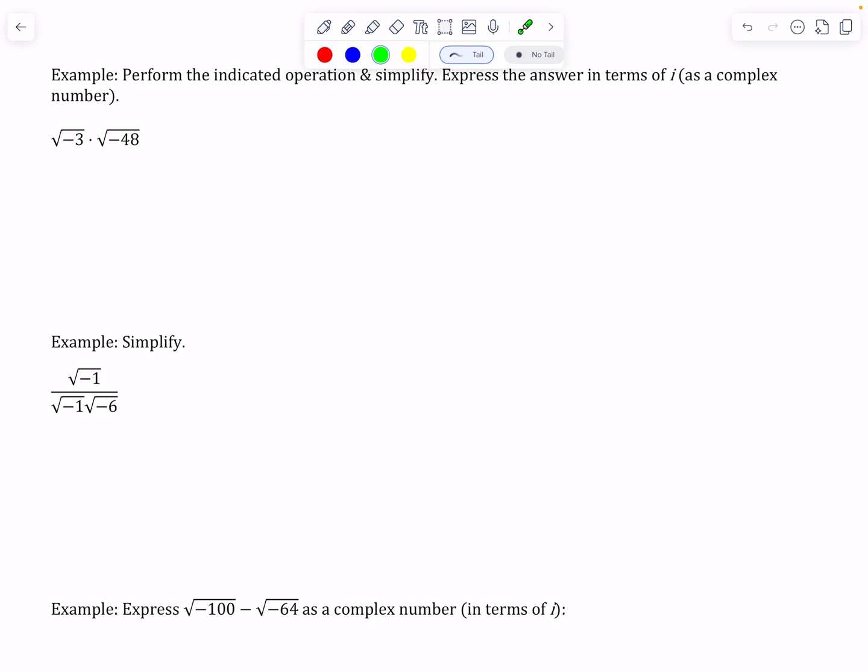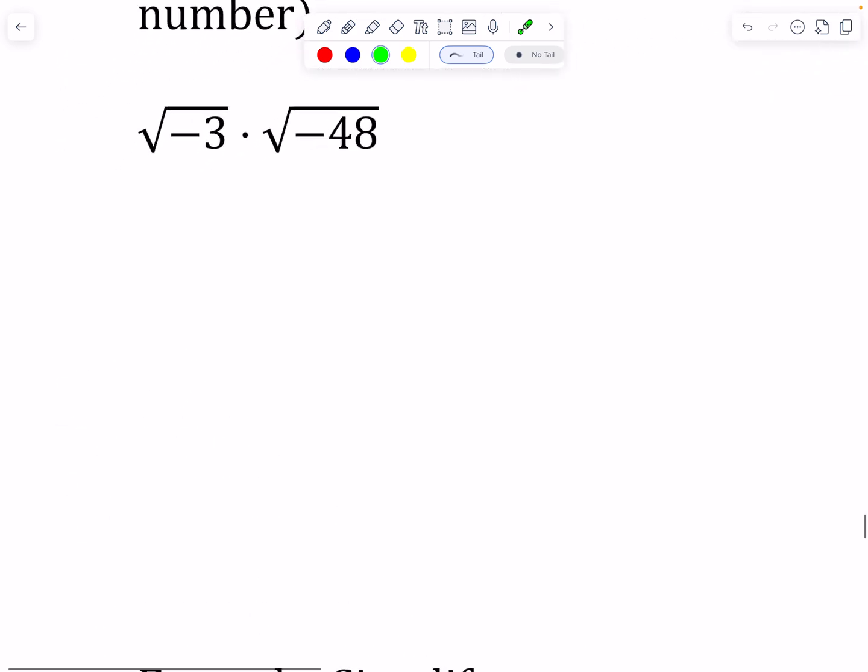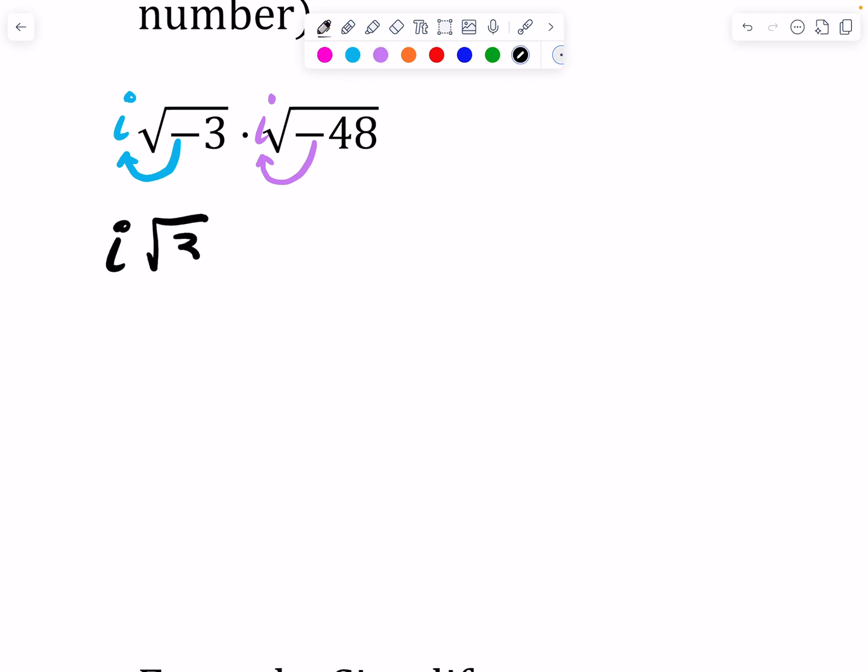Okay. This next one, we've got two radicals, and we're told to express our answer in terms of i as a complex number. So we know that we're going to have an i in there. So when we look at this, the first thing that we should see is this negative is going to come out. It's going to turn into an i. This negative is going to come out and turn into an i. And we're going to end up with i with the square root of 3 times i with the square root of 48.